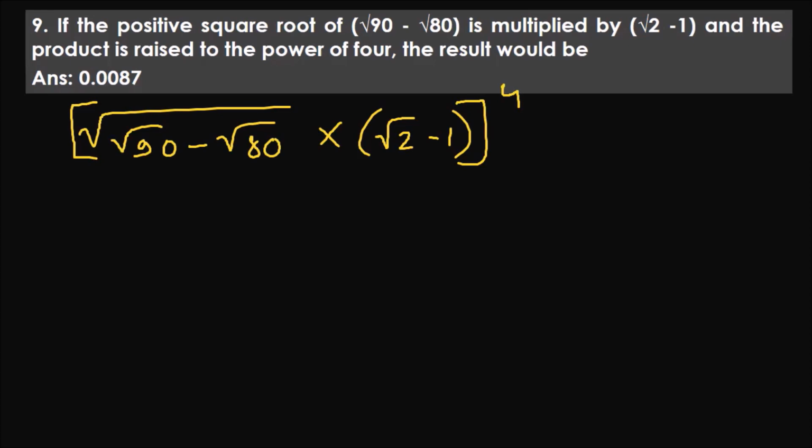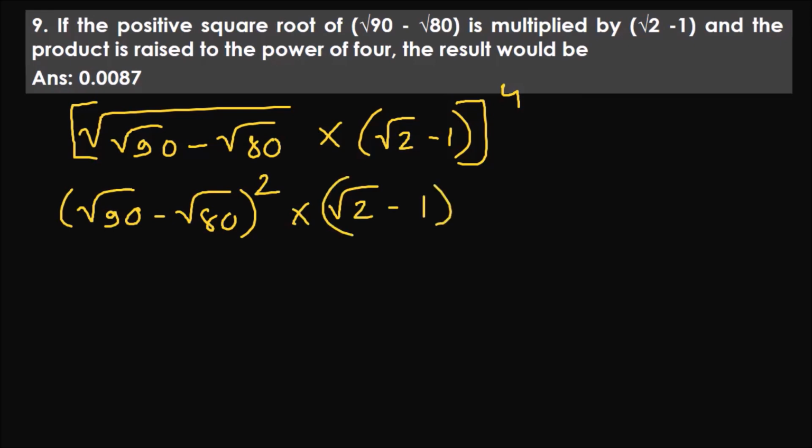Obviously, you don't want to type this entire thing into the calculator. So we can break it down a little bit. First of all, we have a square root and we have a 4. So obviously, this will land up as (square root of 90 minus square root of 80) to the power 2 into (square root of 2 minus 1) to the power 4. Now this is what you need to feed into the calculator. When you do that, you will get the answer as 0.0087. You'll actually get 866 something something, but you can round it off to 0.0087.